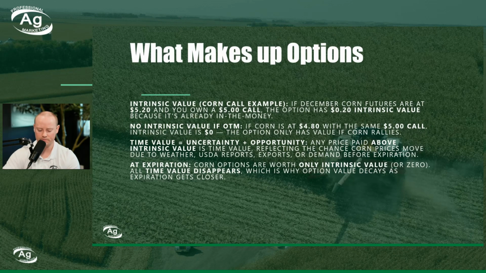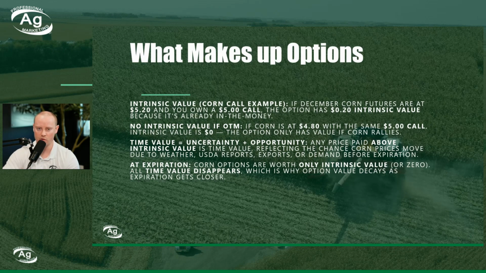The time value, uncertainty plus opportunity basically, is what the time value means. And this is where it starts to get really tricky with valuing options. Any price paid above the intrinsic value is time value. This reflects the chance corn improves or moves past that price due to weather, USDA reports, exports, demand before expiration. So, for example, a $5 call today, and we're trading at 4.60 on December corn. That call has zero intrinsic value because it's way above the money. It's out of the money. But it's worth something. Let's say it's worth 10 cents. Well, all of that value is going to be time value.